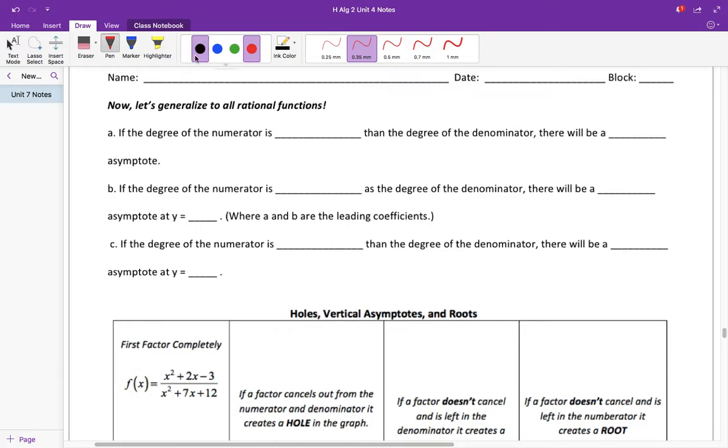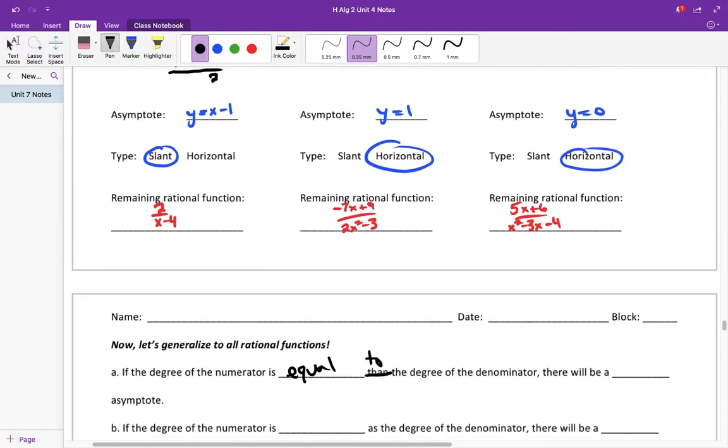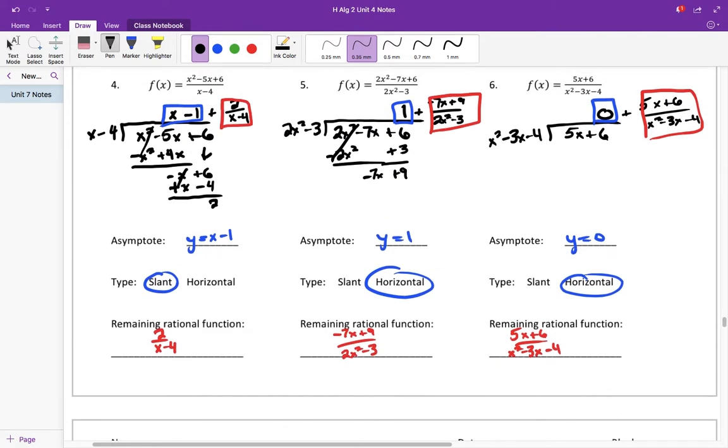And so let's see. For this first one, if the degree of the numerator is equal to, or let's see, which one do we want to do for this first one? I don't think it really matters. We'll go with is equal to. So if the degree of the numerator is equal to the degree of the denominator, then notice that there is going to be an asymptote at y equals 1.